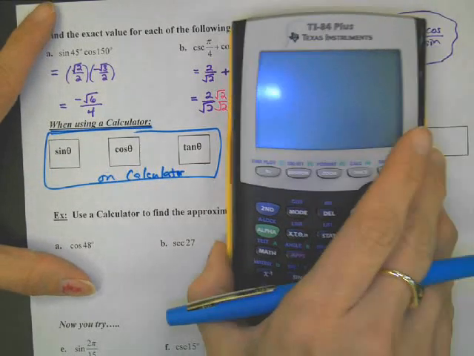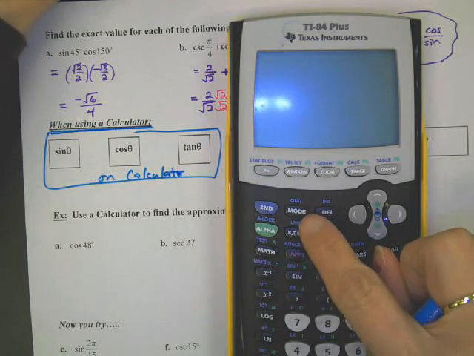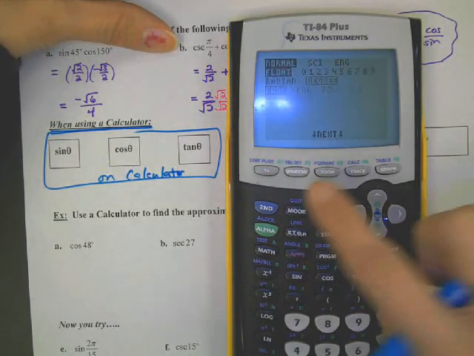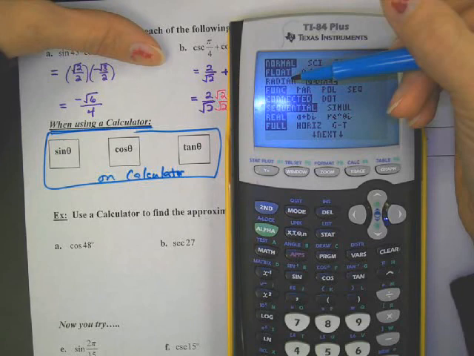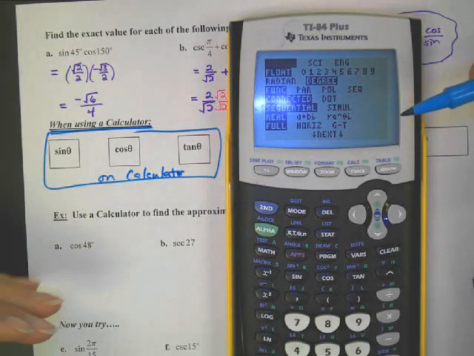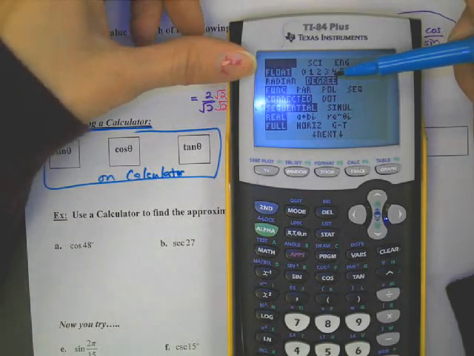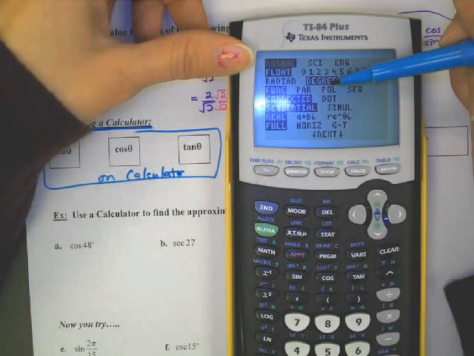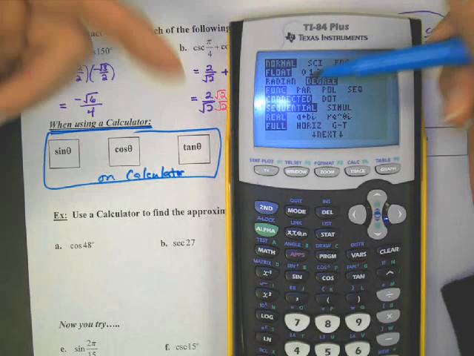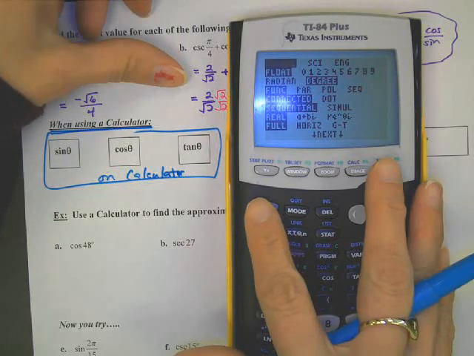Something I have to make sure I mention is you look at the mode. You push your mode button right there, and you have to see what mode you're in. You can get this entire part of the test wrong if you're not in the right mode. Mine is currently selected on degree mode. I just have to be aware of that. If I do a radian problem, I have to switch it.